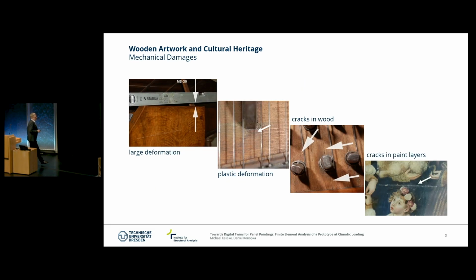These objects are hundreds of years old, and therefore, of course, we can find quite some damages within the constructions. We have very large deformations partially. We even can find some irreversible deformations, plasticity in the compressed wooden material. We have cracks that appear. And if the cracks appear in the paint layer of a painting, it's not critical from a structural point of view. Of course, the visual impression is disturbed here quite a bit as well.